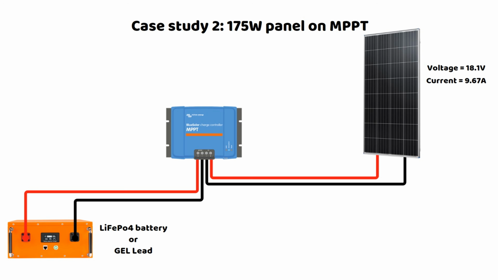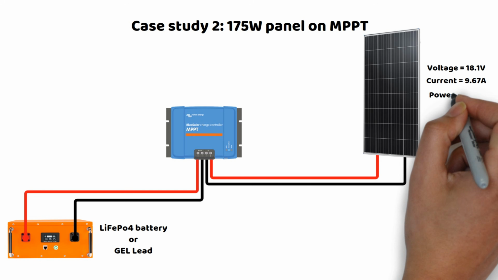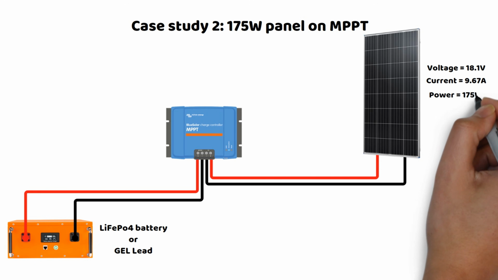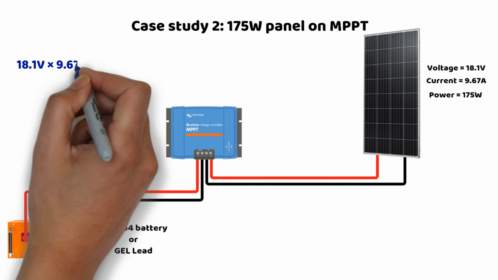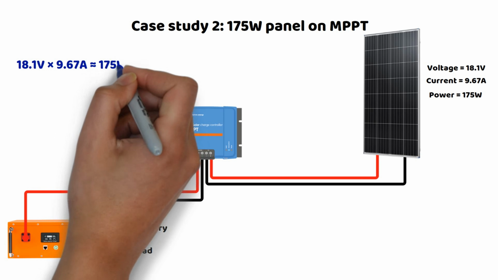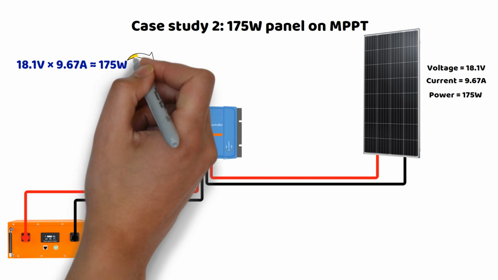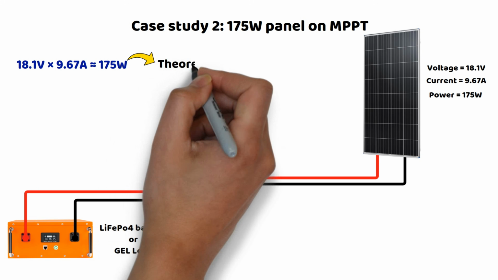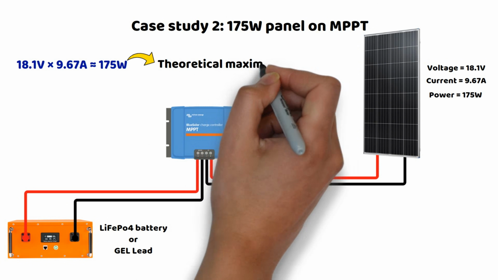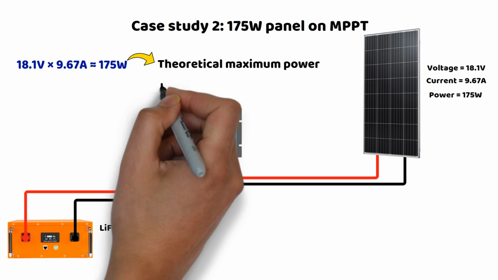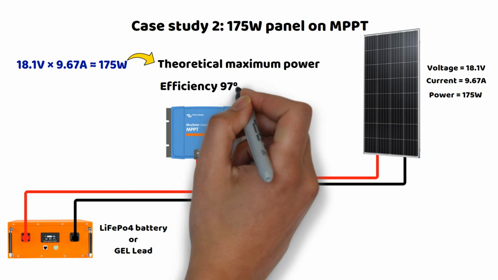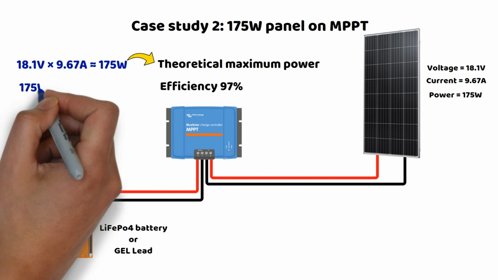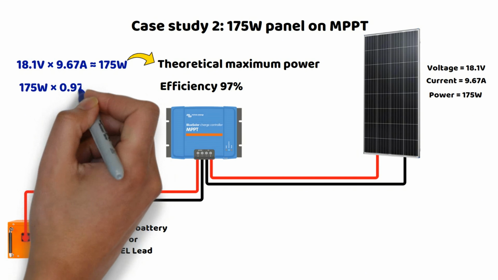It therefore converts the excess voltage into additional current to improve efficiency. The theoretical maximum power will be, as in the previous setup, 175 watts. The MPPT will adjust the current to match the voltage and technology of the battery. Since the MPPT retains almost all the power, we will assume here an efficiency of 97%. So the transferred power is approximately 175 watts times 0.97, which equals around 170 watts.